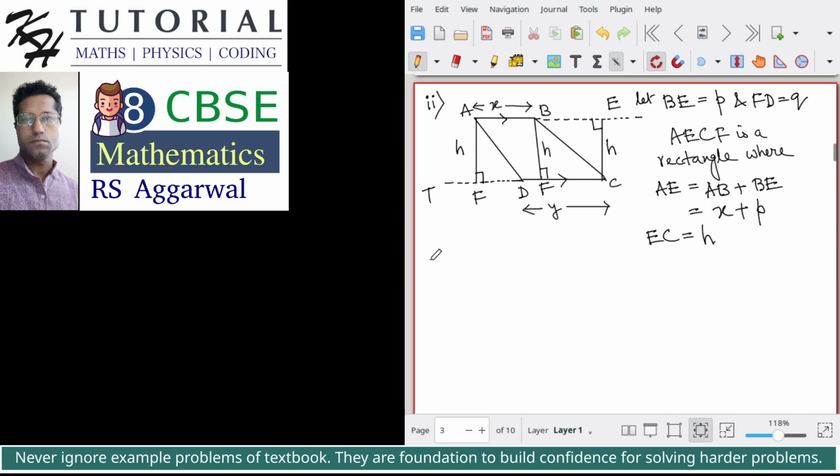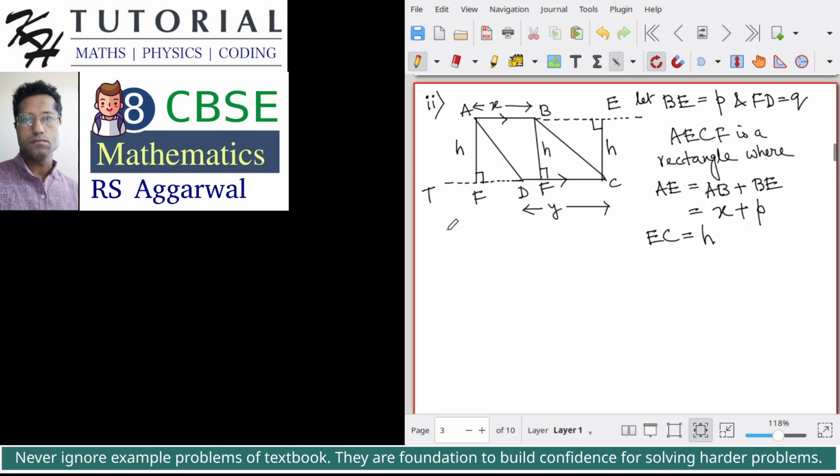Okay. Now you can see that we have the rectangle AECF, and we have the two triangles AFD and BCE. So the area of the trapezium ABCD will be the area of the rectangle AECF minus the area of the two triangles, that is area of triangle AFD and the area of triangle BCE.